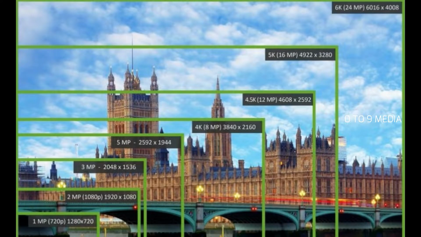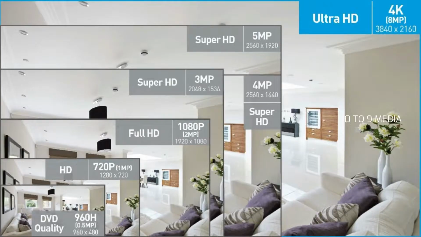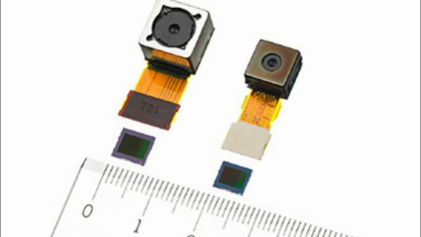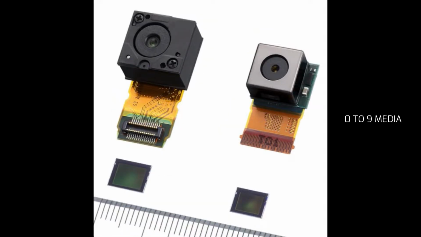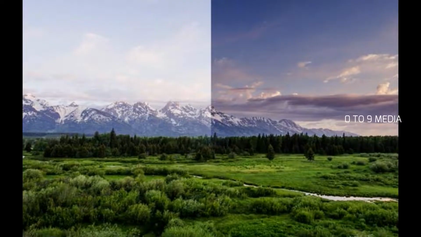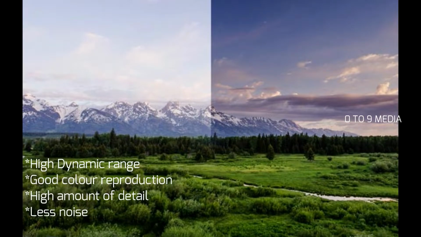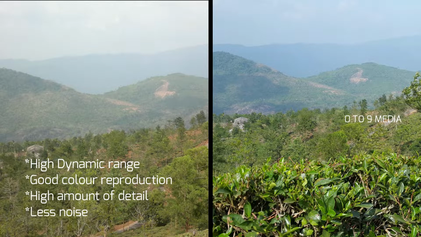Megapixel comes into play only when you take larger printouts. With 16 megapixel, the printout is slightly larger compared to 6 megapixel. The quality of the image purely depends on sensor quality and processing speed. Some of the factors which affect the quality of an image are dynamic range, color reproduction, and amount of detail.